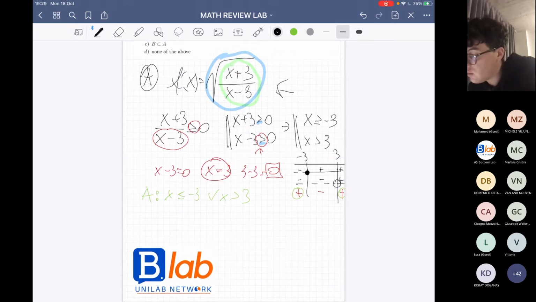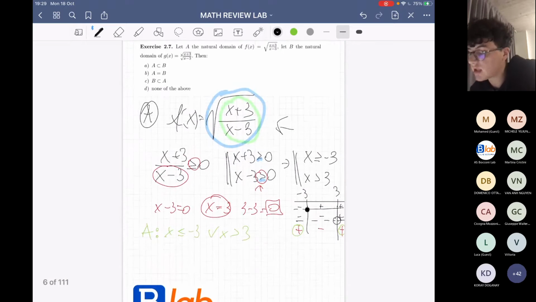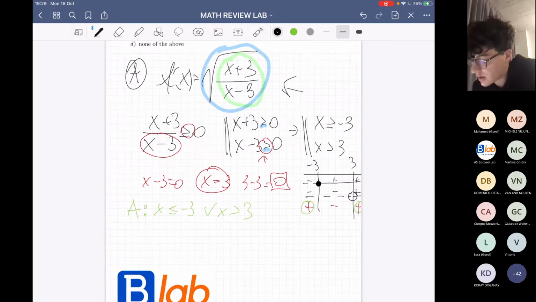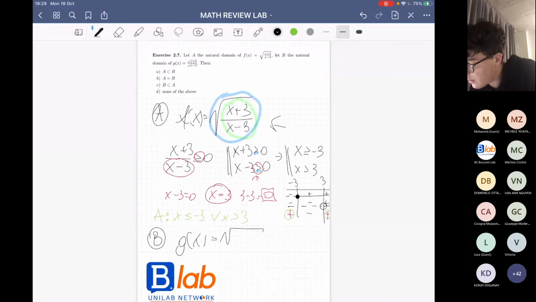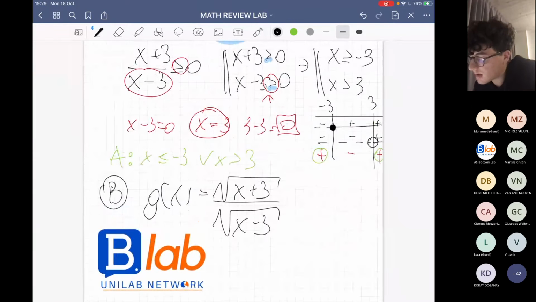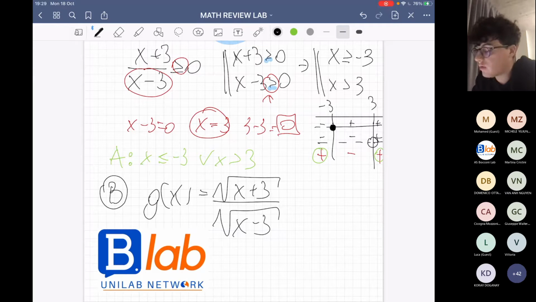And we can start by doing the other function in order to see the relation between the range of one function and the range of the other function. We can just do the natural domain of g of x, which is exactly the square root of x plus 3 over the square root of x minus 3. Of course, in this case we don't have to study the sign. We just have to do the normal system, not the sign system.